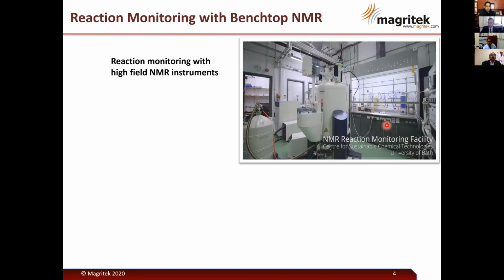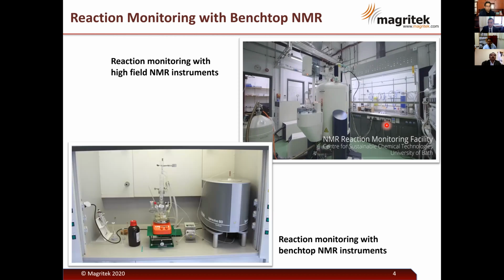So that's where the benchtop NMR system comes into play. As you can see in this picture here, this is a benchtop NMR, and it fits easily in a regular size fume hood. So it can just be set up on the lab bench or in the fume hood in your lab. And you can do the reaction monitoring right there in the fume hood, since there's still plenty of space in the fume hood to set up the reactor. So it's a lot more accessible.